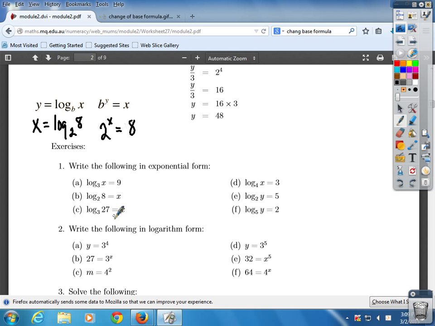All right, try the last one. Log base 3 of 27 is equal to x.